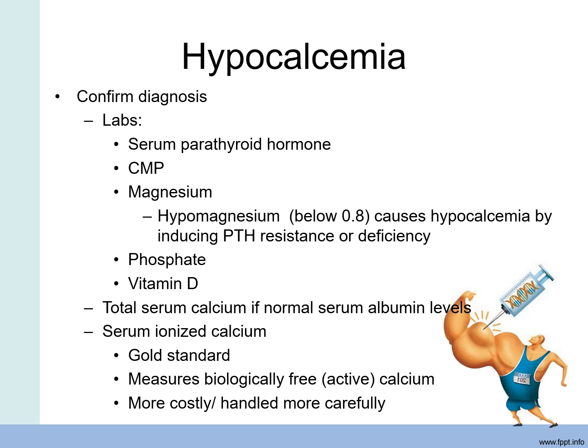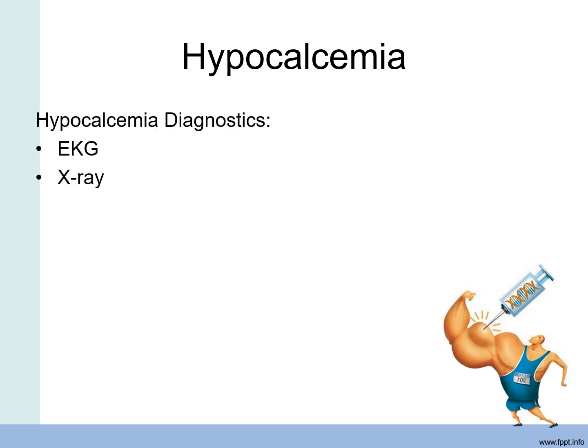We also want to check their phosphate and vitamin D levels, total serum calcium if normal serum albumin levels, or we could check serum ionized calcium. This is really the gold standard. It's more costly, more difficult to handle, but it does measure biologically free active calcium. These patients also need an EKG and X-ray. Remember, this can cause some arrhythmias. It can cause some heart failure. We need to see how their bones are doing.